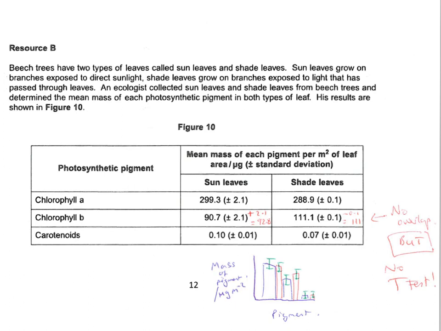One of the questions says, is there a significant difference between sun and shade leaves in the amount of chlorophyll B? And this is how to use standard deviations in this situation. Find which mean is high and which mean is low. So this is the lower mean, that's the higher mean. From the lower mean, you add the standard deviation value on. So 2.1 plus the mean gives 92.8. And from the higher mean, you minus the standard deviation. So in this case, it's 111. And we can clearly see now that that value is still lower than that value. So that means that there's no overlap.